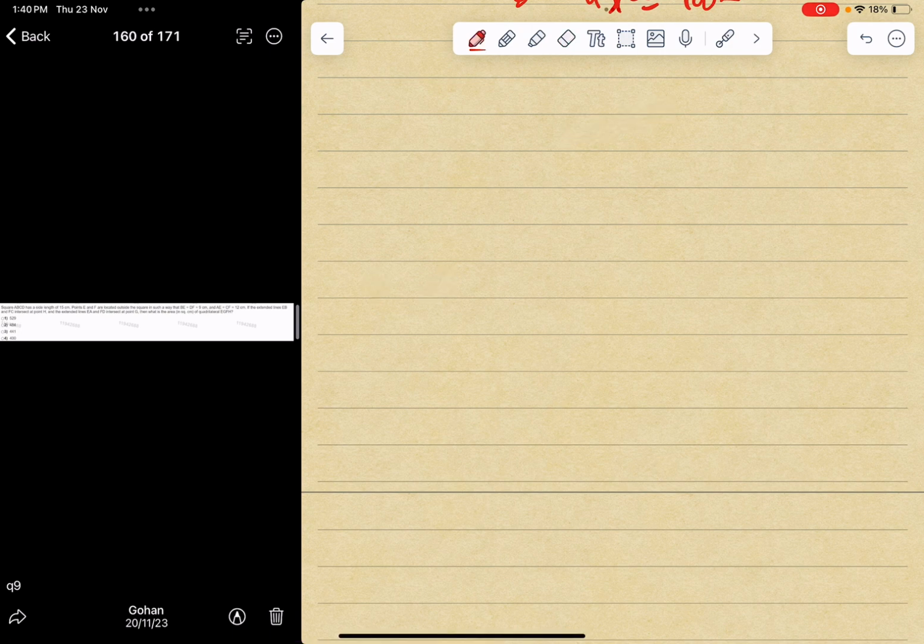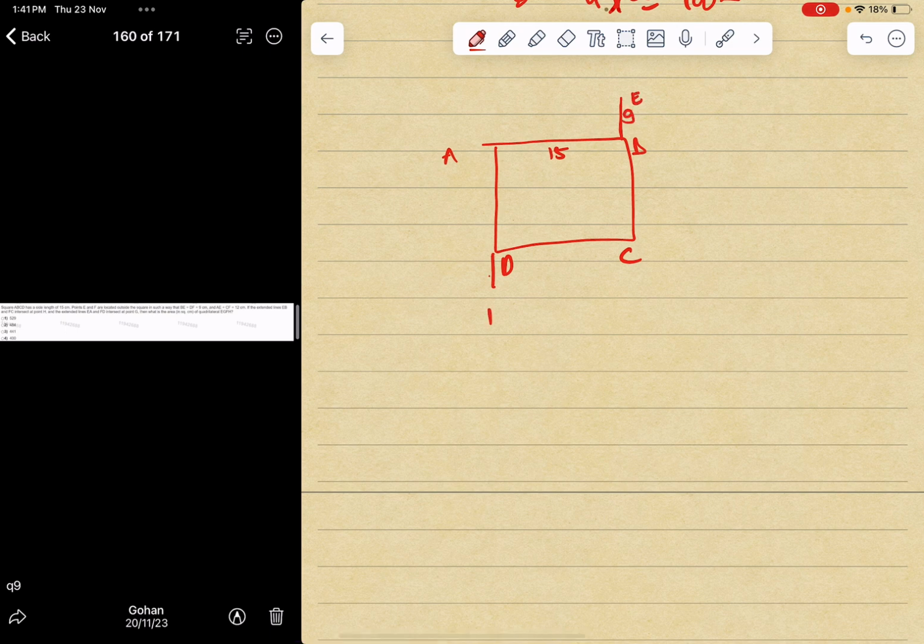So let us take again a square ABCD, which has side length 15. E and F are such that BE equal to DF, so we have to take it in such a manner. This way we took and we got that contradictory point. So DE is 9, E will be over here, and similarly DF will also be over here like this.